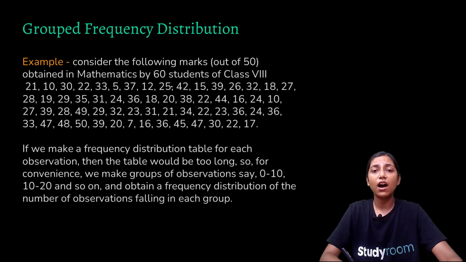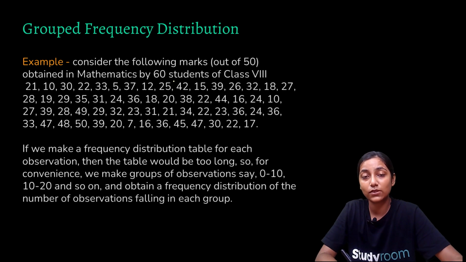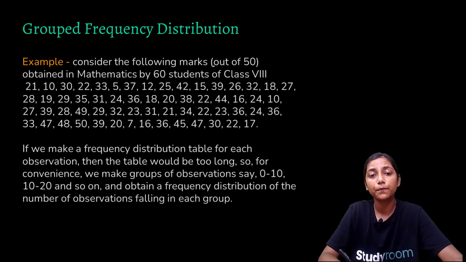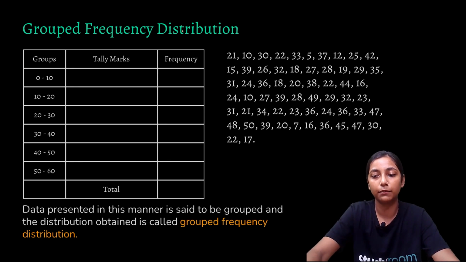You can see that there are so many students. There are total 60 students and their marks are provided to us. Now if we start making a frequency distribution table for each of these observations, then the table would be so long because there will be 60 entries for the table. That will be too long. But if we make some groups for the observations like 0 to 10, 10 to 20, 20 to 30 and so on, then it will be a very easy way to represent the data, and that will be known as grouped frequency distribution. How we make it, we'll learn about it now.